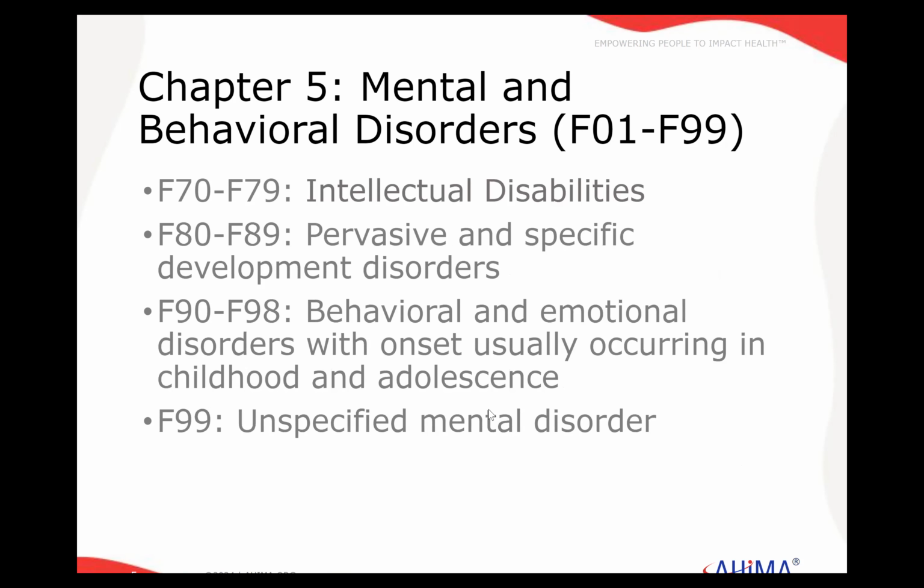We also have F70 through 79, intellectual disorders. F80 through 89 are the pervasive developmental disorders. And then F90 through 98, behavioral and emotional disorders with onset occurring in childhood and adolescence. And then F99 is unspecified disorders.